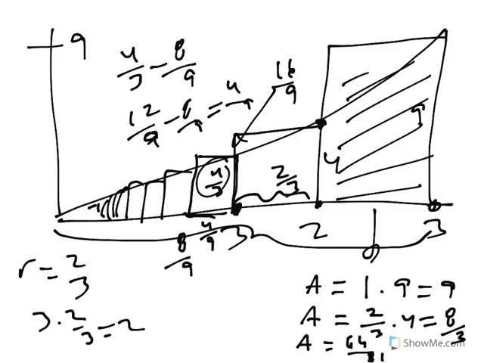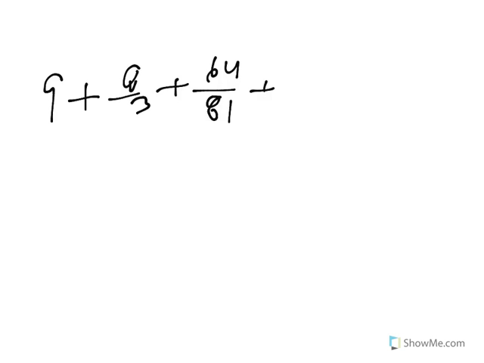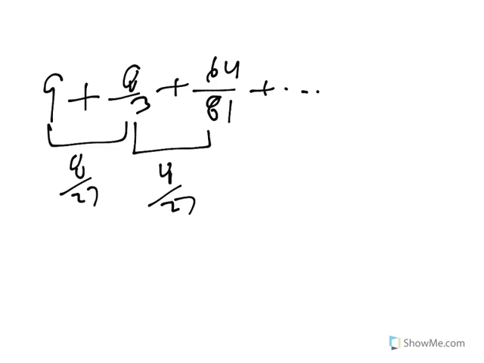Now if I keep doing this, I get more and more rectangles. Eventually I get an infinite number of rectangles. And the sum of all those rectangles will be 9 plus 8/3 plus 64/81. And at least these three terms do have a geometric series. It's 8/27 times the one before, and just to check, you multiply 8/27 times 9, and you do get 8/3.